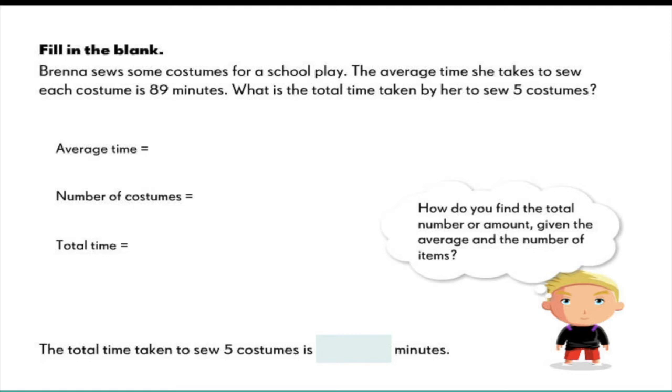This one is for you to try on. Brenna sews some costumes for a school play. The average time she takes to sew each costume is 89 minutes. What's the total time taken by her to sew 5 costumes? Remember, to get the total time, multiply the average by the number of costumes.